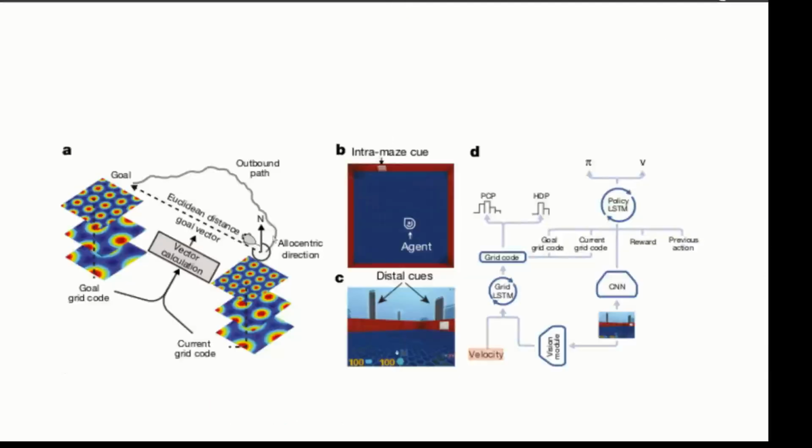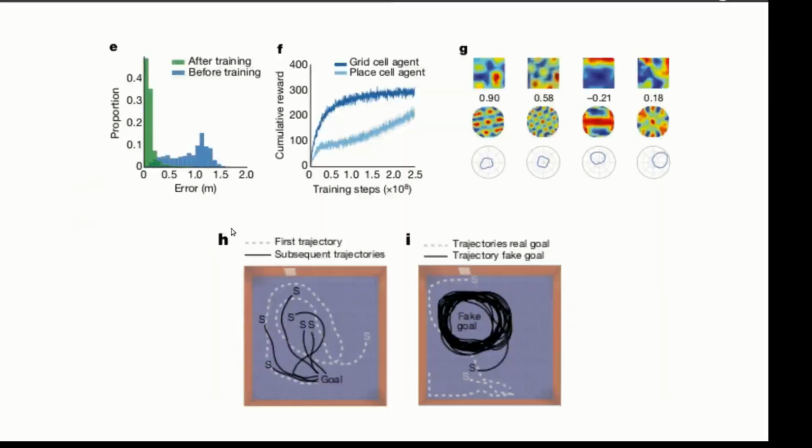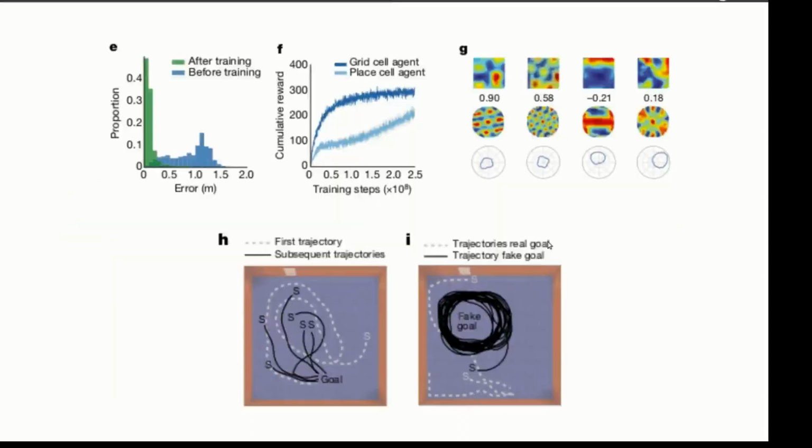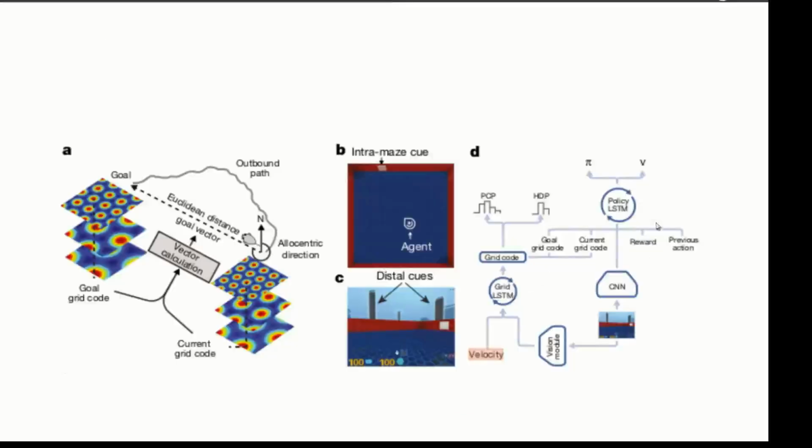And what it allows it to do is this kind of vector calculation, okay? So you can see that once it finds the goal, it doesn't matter where it is initialized. It just goes more or less in a straight line to the goal. And then they also do the experiment where they substitute this goal grid code, not with the place where the platform is, but with some random other location in the arena, and the agent starts circling around because it does not get a reward.